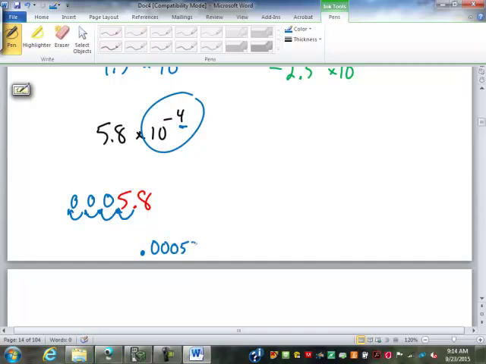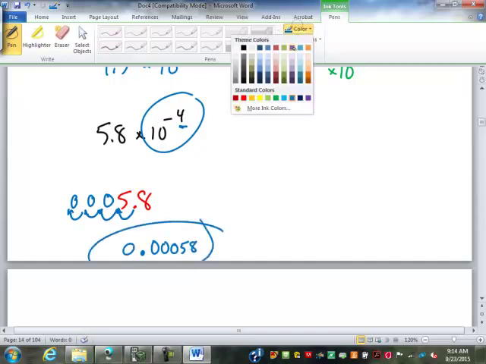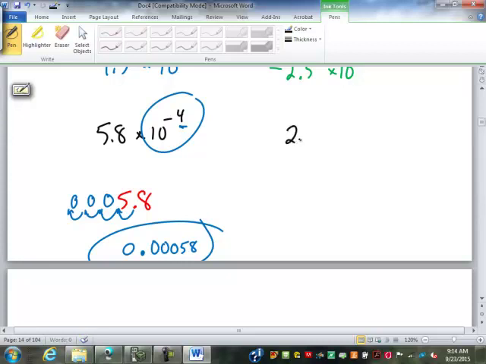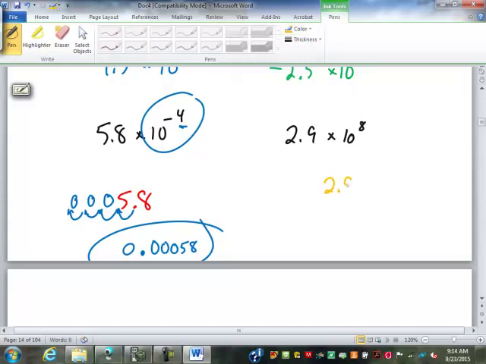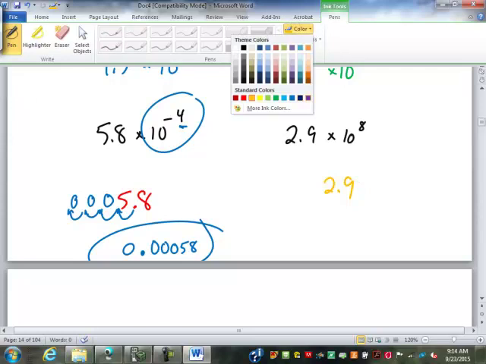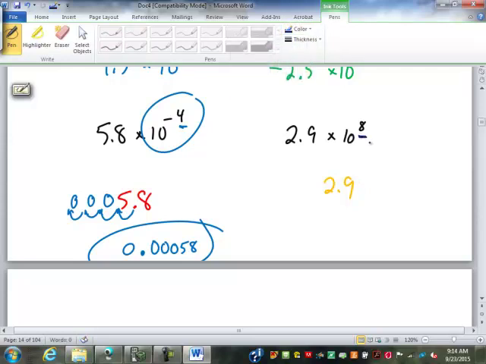0.00058. Or if I had 2.9 times 10 to the 8th, this one is going to be a large number because it's positive 8. So after my decimal point 8 spots, I go 1. To move it again, I got to add zeros. So 2, 3, 4, 5, 6, 7, 8. 290 million is what I get. Any questions?